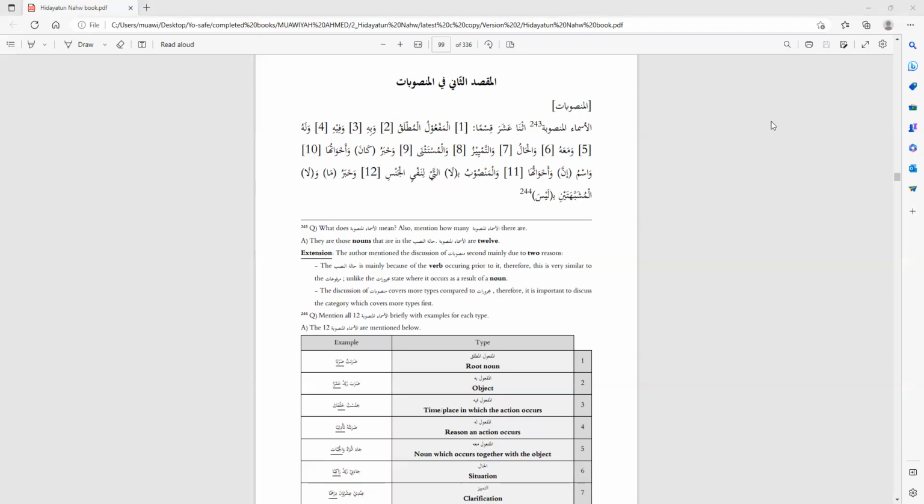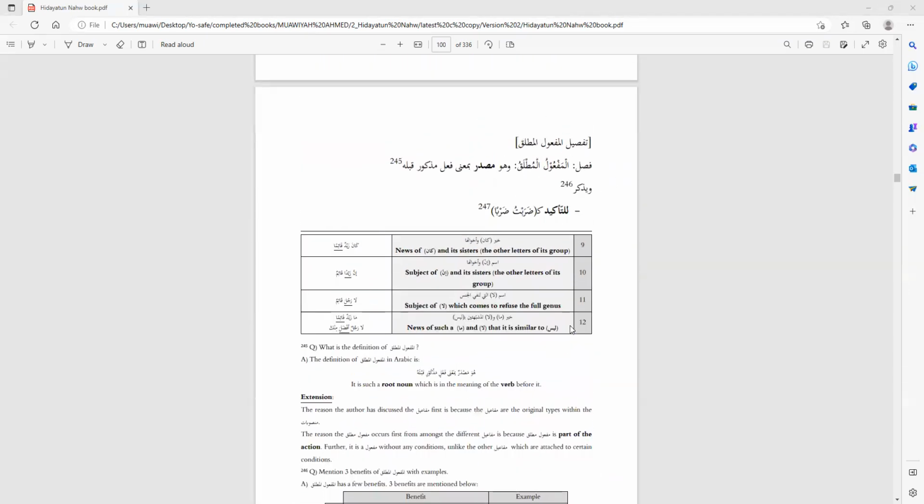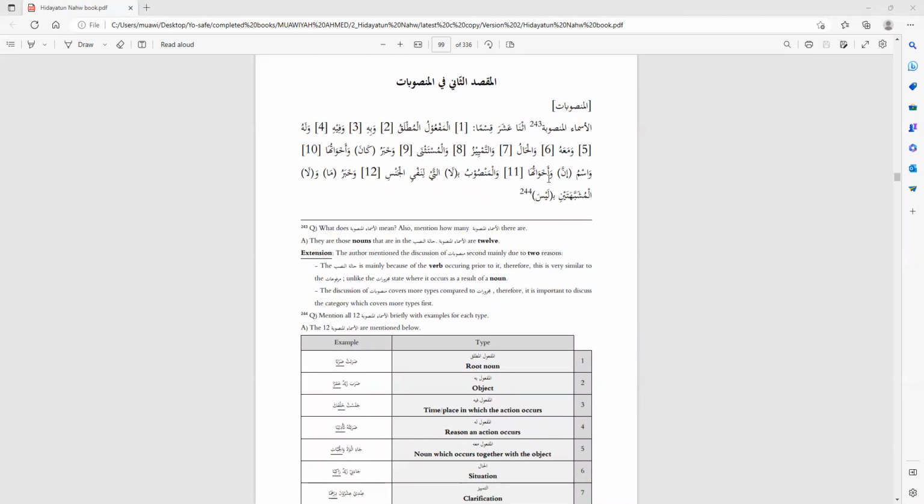How many mansubat are there? There are 12 in total. It's in the footnotes in the table below as well. 8 plus on the next page, 4 more. So there's 12 mansubat. We'll go through each one in detail. First, let's just go through the text. Al-asma'ul mansubatu ithna ashara qisman. Ismul mansub are 12 types.